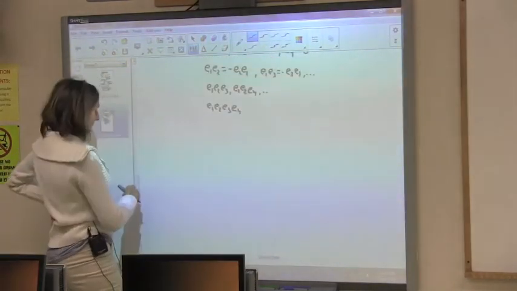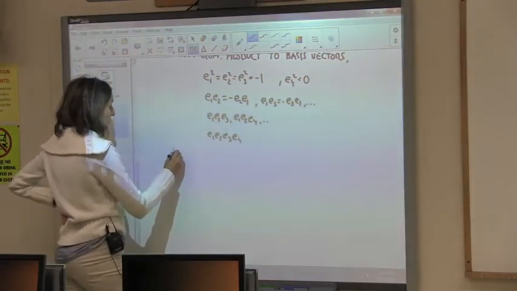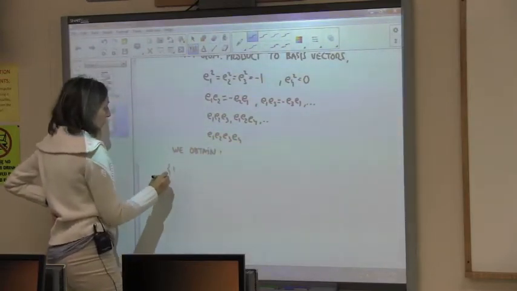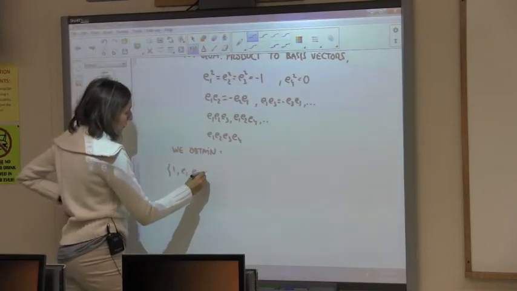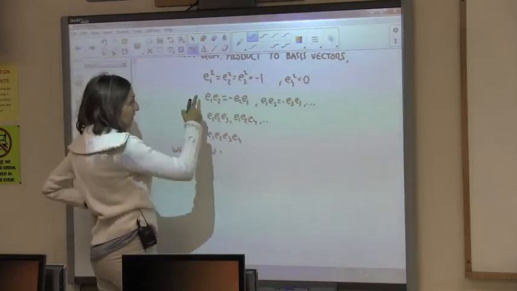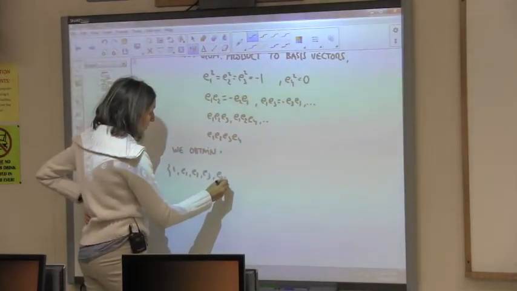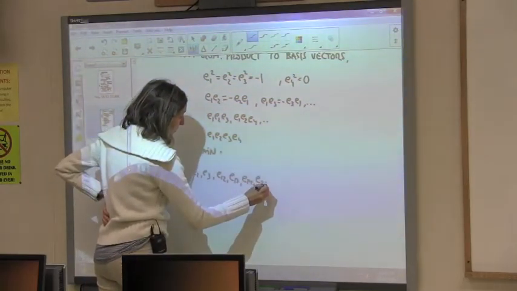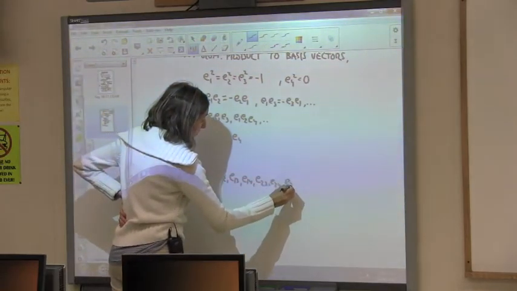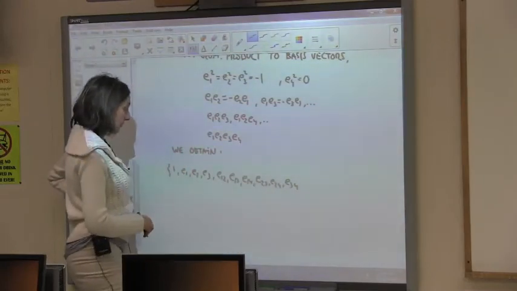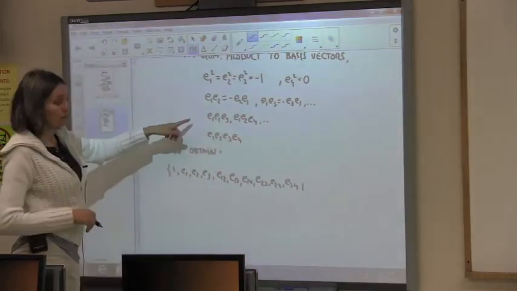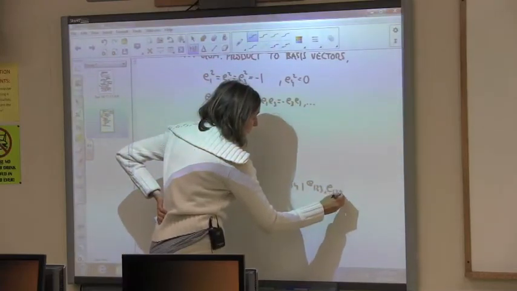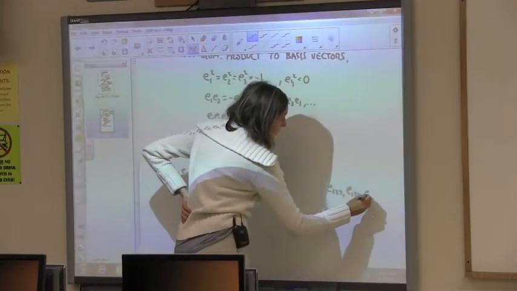So the basis, the total, so we obtain, let's see, I'm going to put all in one line: E1, E2, E3, E4, the elements of the vector space, then all the grade 2 elements, E12, E13, E14, E23, E24, E34, then all the elements of grade 3 or rank 3, E123, E124, E134, E234.